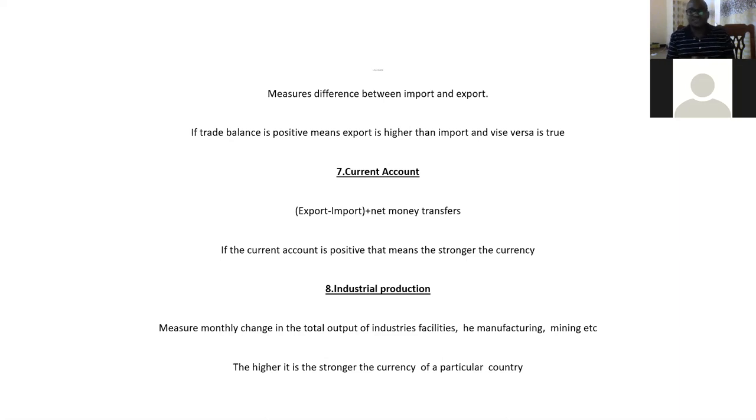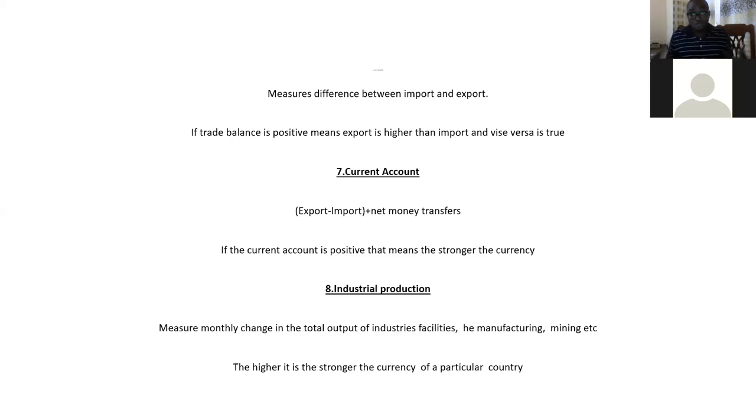Now, the last part, let's discuss the last part, industrial production. Industrial production measures the monthly change in the total output of industry facilities. We are talking about manufacturing, mining, etc. I think I have a typing error there. Okay, industrial production. This is very direct, guys.